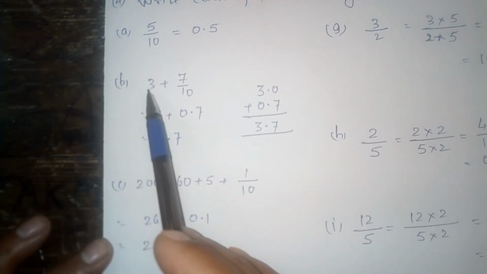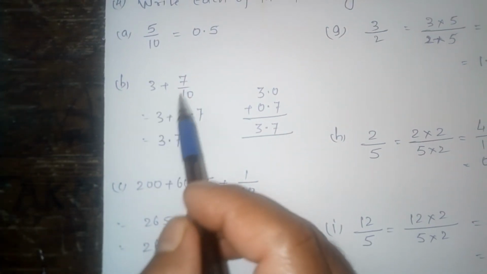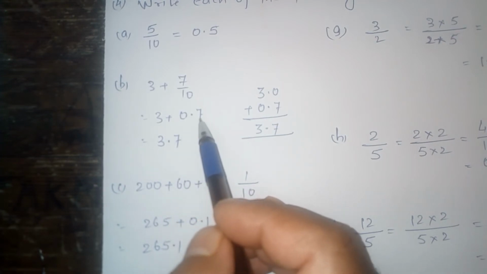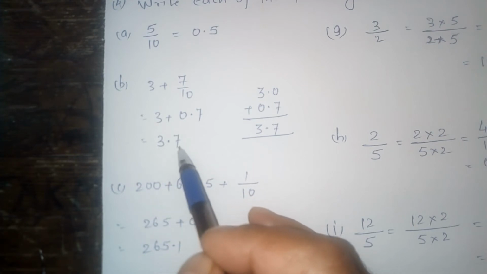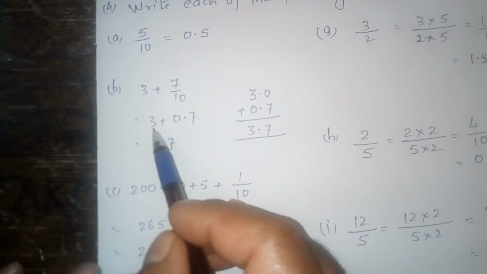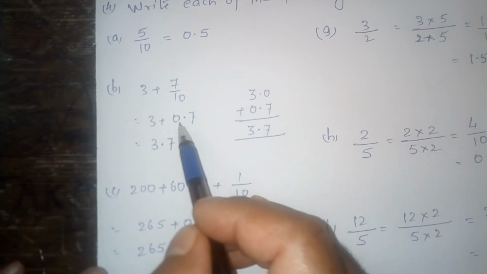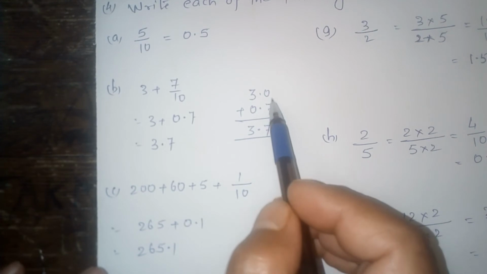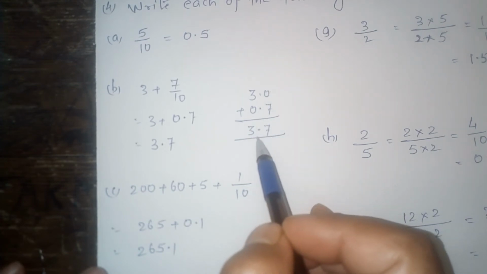Next question is 3 plus 7 upon 10. This is 3 and 7 upon 10. It will give you 0.7. After adding we will get 3.7. How will you add? This is 3. 3 we can write as 3.0 plus 0.7. After adding these two numbers we will get 3.7.